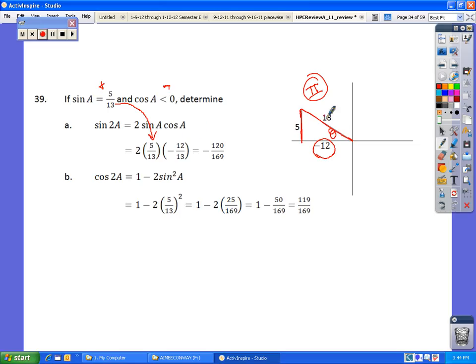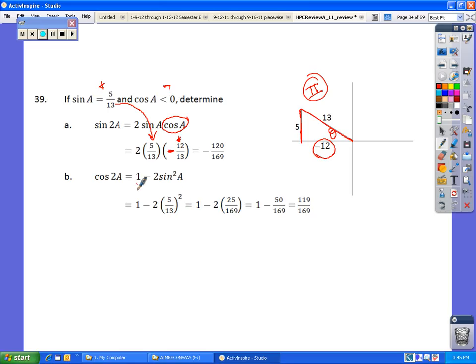Cosine is adjacent over hypotenuse, and notice the cosine value is negative in the second quadrant. That's where we get this negative from right here. And then 12/13, again, we just took cosine of A and we substituted that right in. Then we're going to simplify and we get negative 120 over 169.